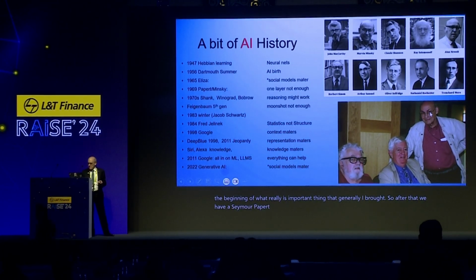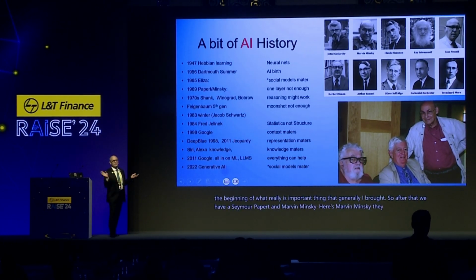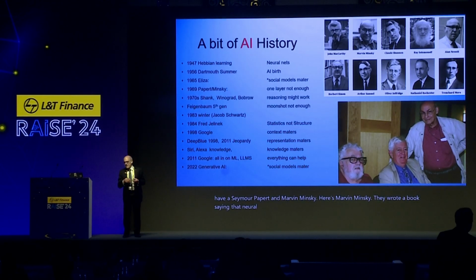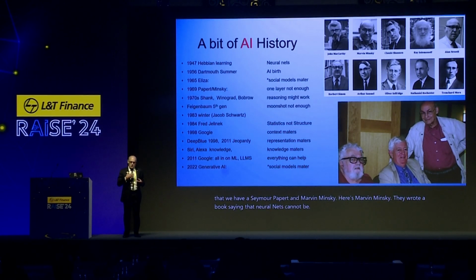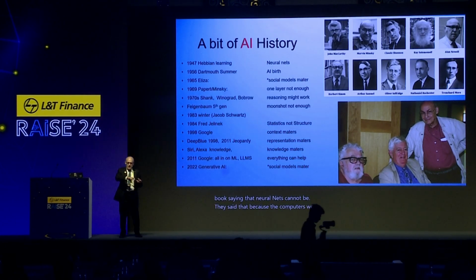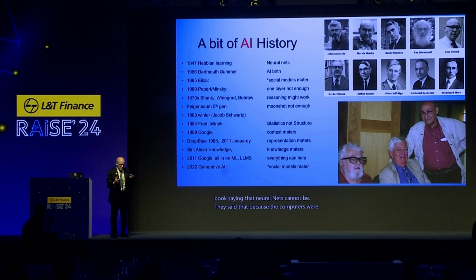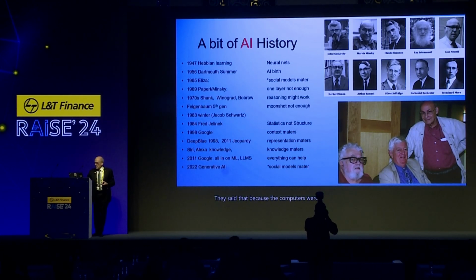Here's Marvin Minsky. They wrote a book saying that neural nets cannot do anything. They said that because the computers were so slow that they could only go one layer. And with one layer, there's not enough connectivity to actually make all of the connections. Now, of course, we have very, very deep neural networks, and they make a big difference.